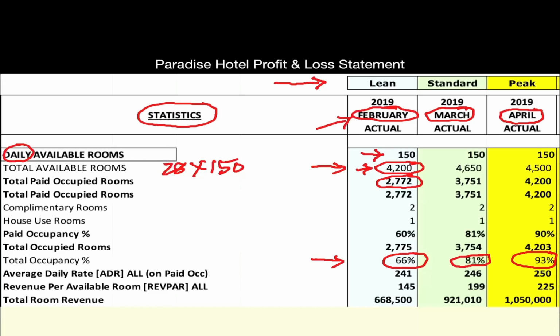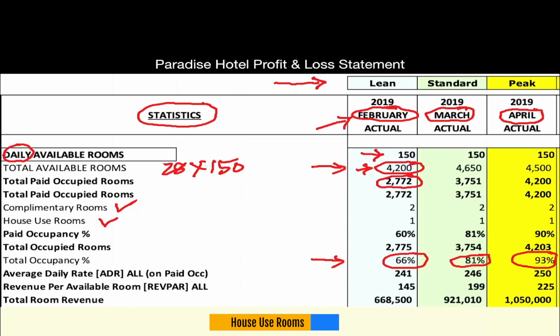So what is the difference between paid occupied rooms and total occupied rooms? Note two items which are very common in the hotel industry. Complimentary rooms. Complimentary rooms are rooms that do not generate revenue. For example, if you are a blogger and you are writing a blog post on the hotel, the hotel may give you a room free of cost because you are writing a post on the hotel, and so that is considered a complimentary room. The second type of non-paid room is a house use room.